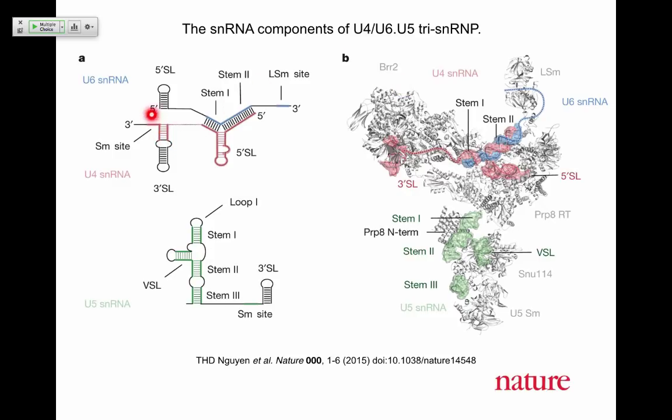Before you have splicing take place, U4 and U6 are very tightly bound to each other through base pairing interactions, but those base pairing interactions have to come apart before U6 can actually have its activity.